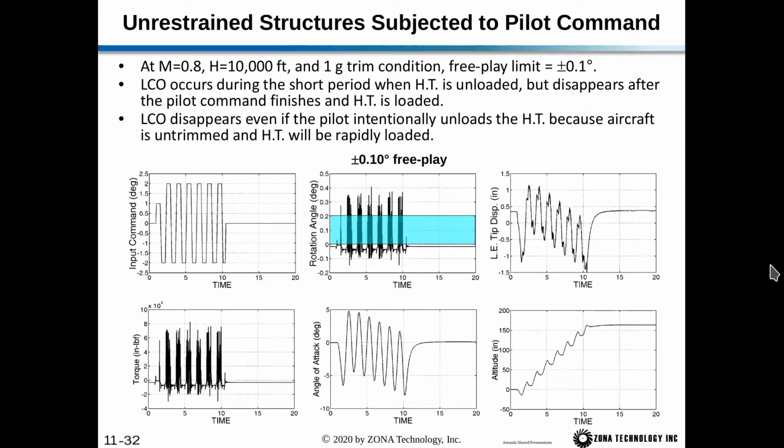Next, we'll excite the system with a pilot command. So we have Mach 0.8, altitude of 10,000 feet, 1G trim condition, and the free play limit is plus or minus 0.1 degrees. Now LCO occurs during the short period when the horizontal tail is unloaded, but then disappears after the pilot command finishes and the horizontal tail is loaded once again. And the LCO disappears even if the pilot intentionally unloads the horizontal tail, because the aircraft is untrimmed and the horizontal tail will be rapidly loaded again.